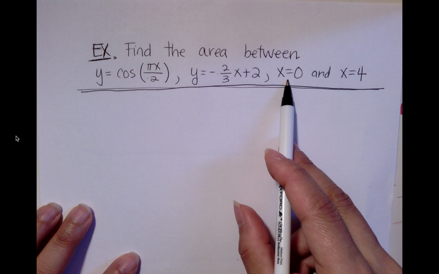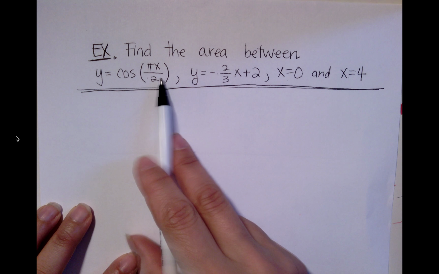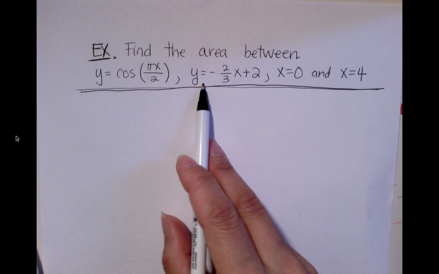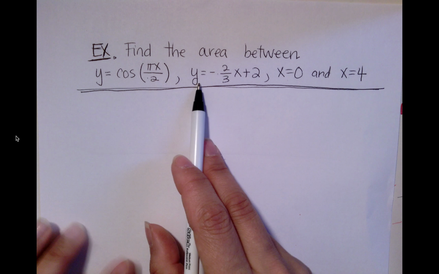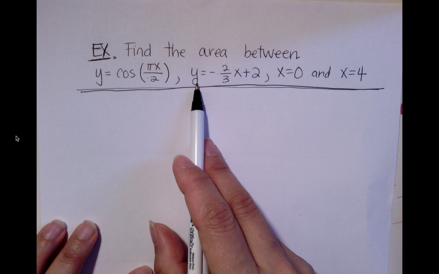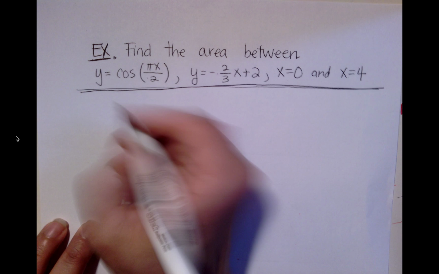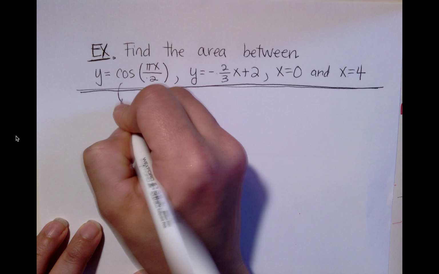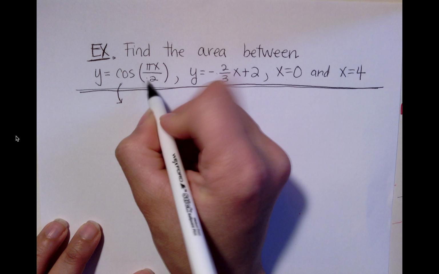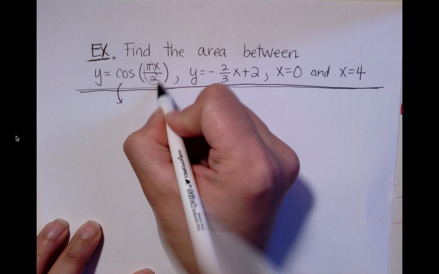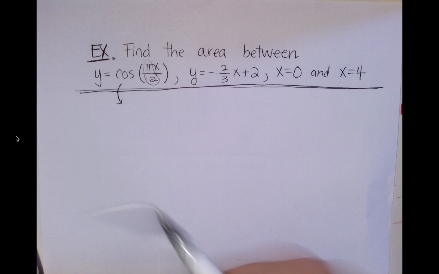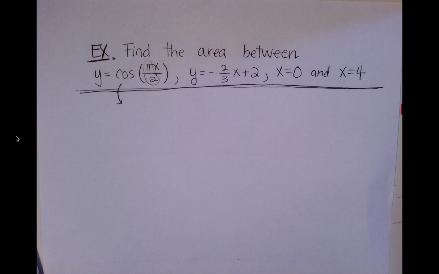And normally I try to find the points of intersection between these, but this isn't going to give me an equation that's so easy to solve. So I'm going to try to just graph first. If I look at this function, I notice that it's like a horizontal squeezing of the cosine function.